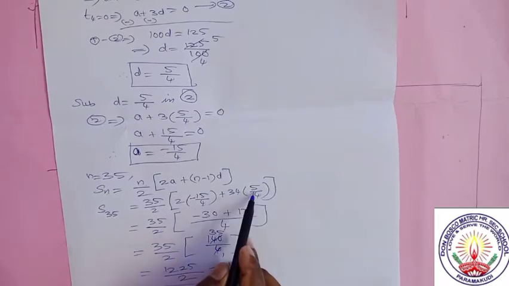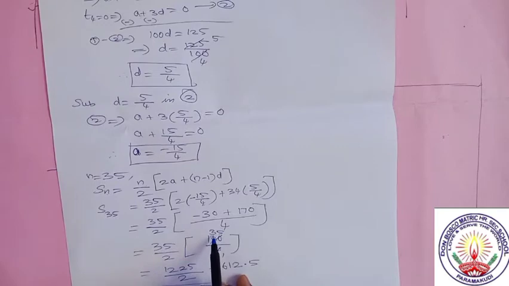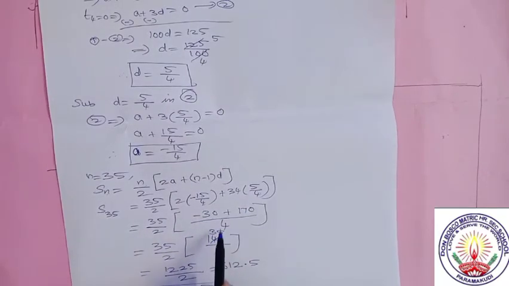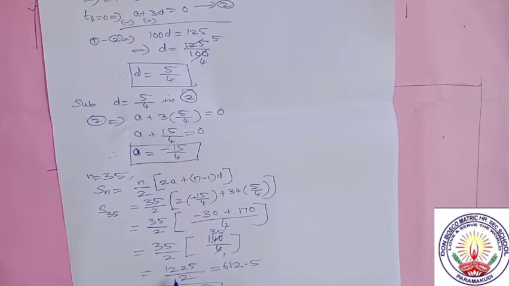So the denominator is 4, denominator 4, so take the common LCM as 4. 2 into minus 15 is equal to minus 30, plus 34 into 5 is equal to 170. You have to subtract: 170 minus 30 is equal to 140. 140 divided by 4, we can divide using the 4th table, 35. So 35 into 35 is equal to 1225 divided by 2. So 1225 divided by 2 is equal to 612.5.